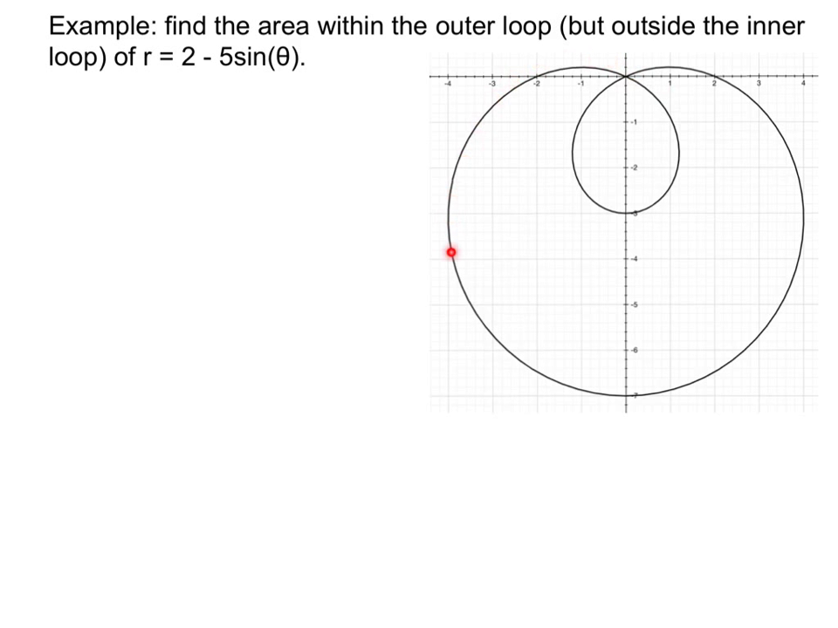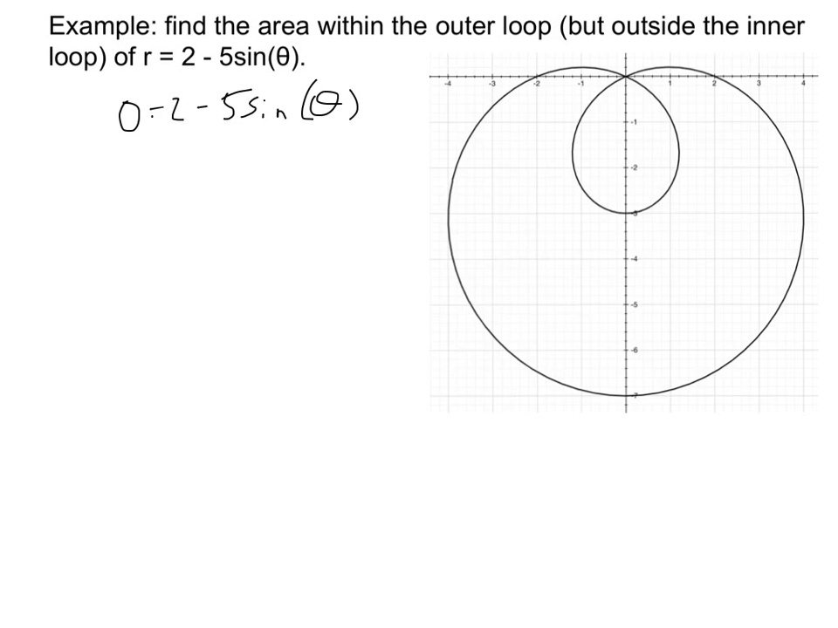We're going to start by just trying to find the area inside the whole thing, and then we'll go back and cut out this part later. So we still need to find out this point right here. We need to figure out what's going on right there. That still amounts to where the radius is 0. It still amounts to me solving 0 equals 2 minus 5 sine theta.